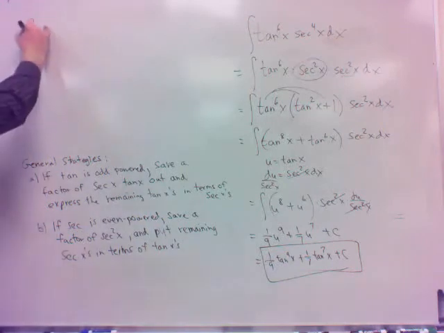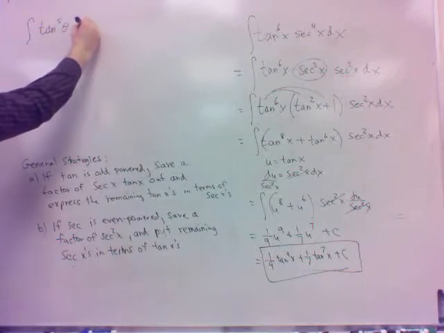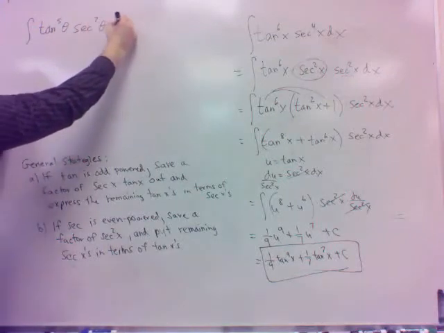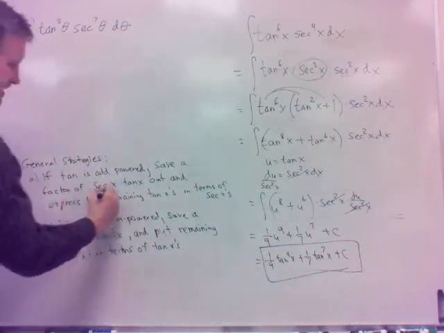All right, so this one's going to be the integral of tangent to the 5th theta, secant to the 7th theta, d theta. Okay, well, this is an example of the first strategy, because I've got a tangent that's odd. The secant is odd, and secant odd doesn't help me one bit, but tangent odd does. Because if I have a tangent that's odd, what do I do? Save out a secant tangent.